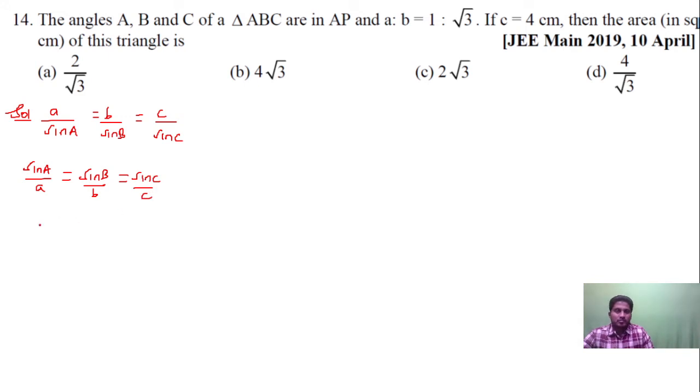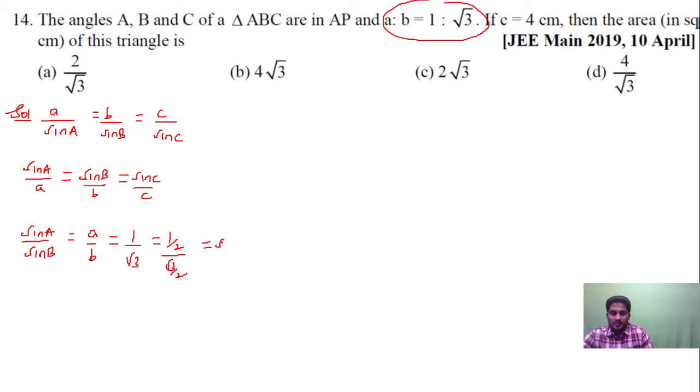Okay, now if I take the first two terms, sine A upon sine B is equal to a by b. The a by b ratio is already given, that is 1 is to root 3. So this is 1 upon root 3. Now what I'll do is I'm going to write this as 1 by 2 upon root 3 by 2. 1 by 2 is the same as sine pi by 6, and root 3 by 2 is sine pi by 3. So if I take the corresponding values, angle A will be equal to pi by 6, angle B will be equal to pi by 3.